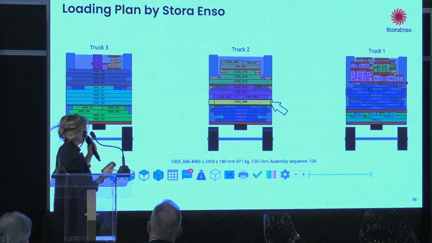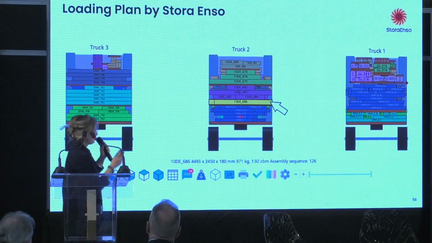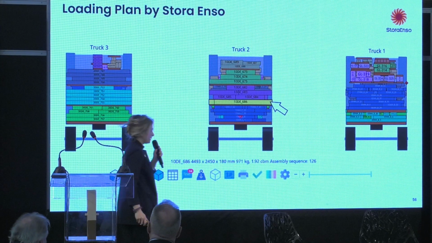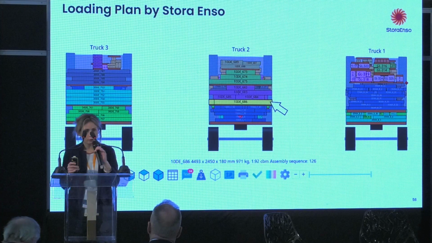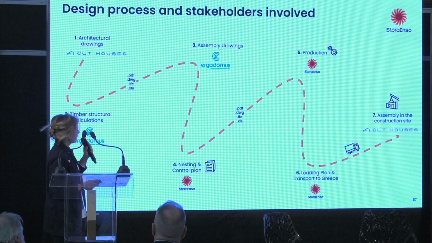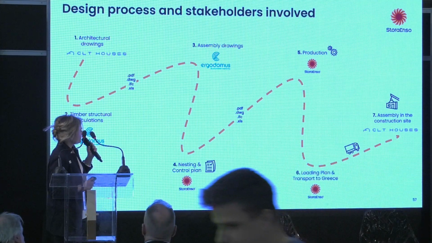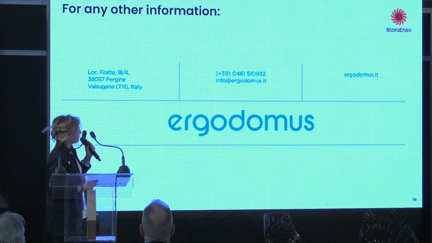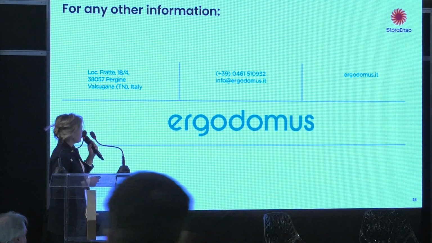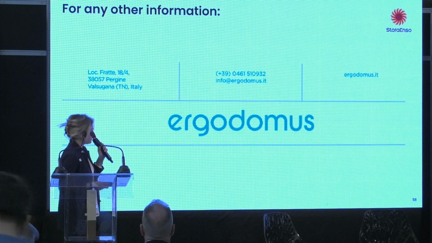The same, this is a vertical view. If you click on a panel, you can see the size, the weight, and you can have full control of the project. Finally, the assembly has been already shown by Nikitas. For any other information, you can contact Ergodomus.